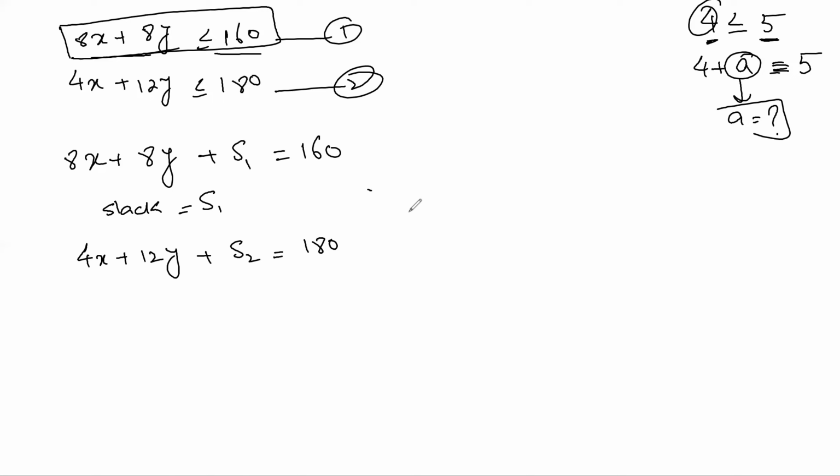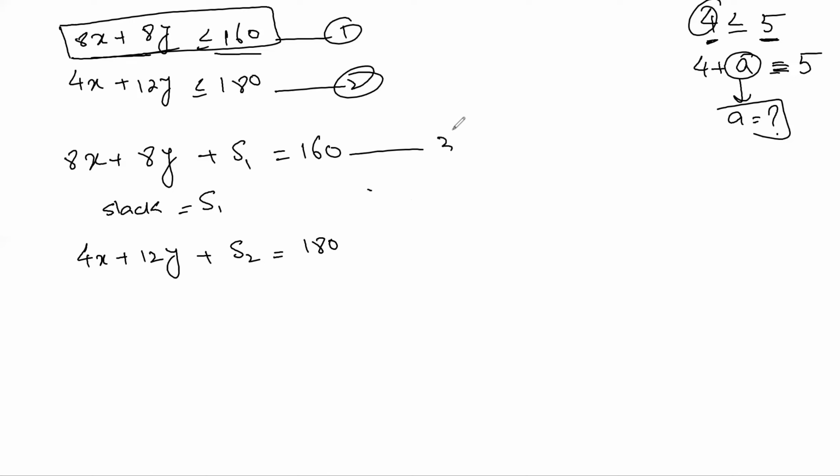They are called slack variable because they take up the slack between the left and right hand sides of the inequality. And also note that the slack variables must be non-negative. I will explain it later what it means that slack variables must be non-negative. Okay, so now we have two equations in four unknowns.